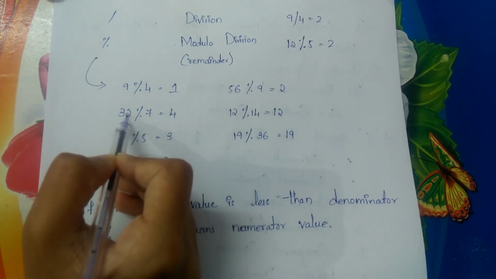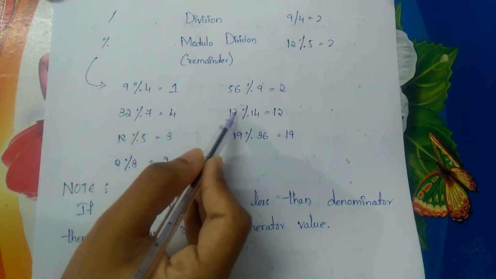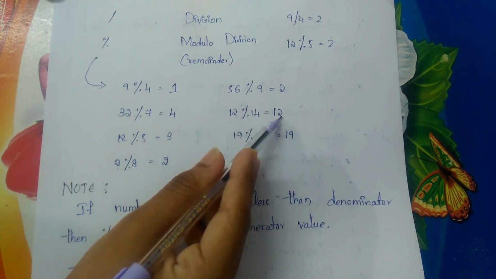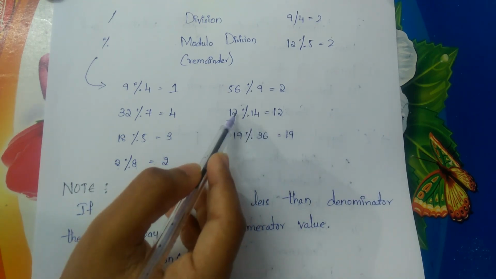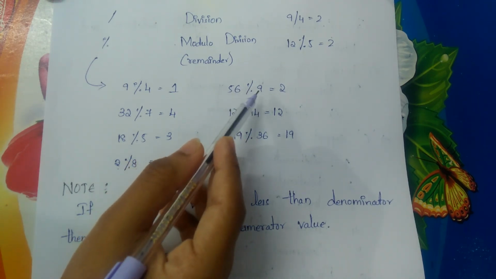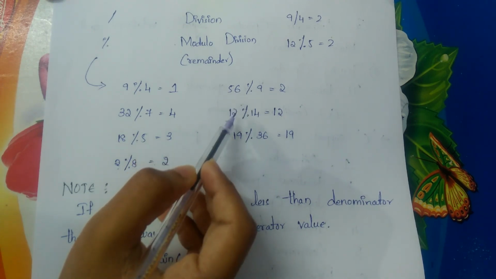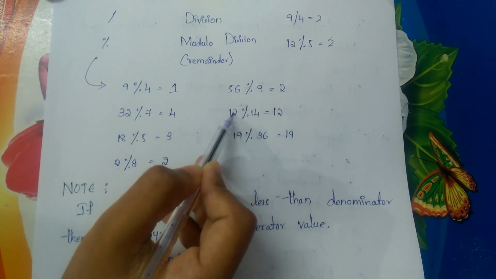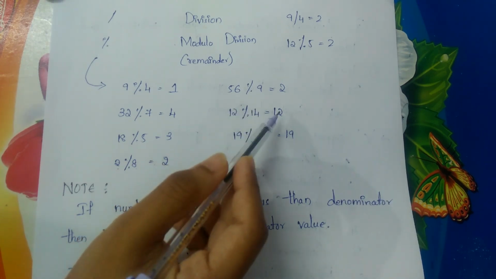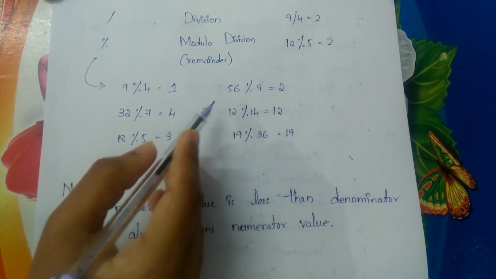When we divide 32 by 7, we get the remainder as 4. And when we divide 12 by 14, we get 12. In all the earlier cases, we were taking the dividend as the greater number than the divisor. But in this case, the dividend is less than the divisor. So the dividend will be the output. We will be getting the dividend as the output.